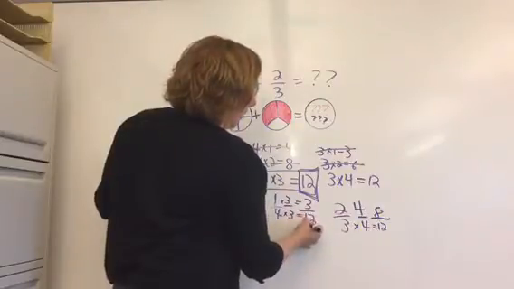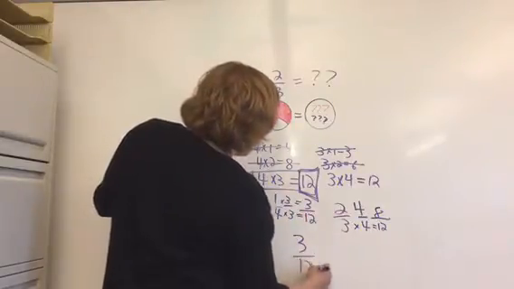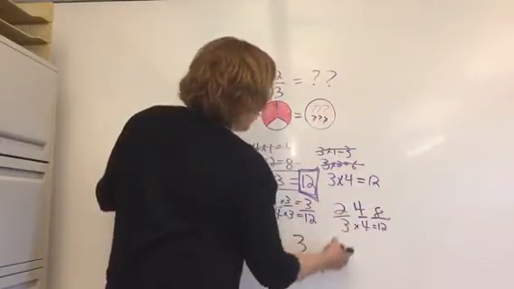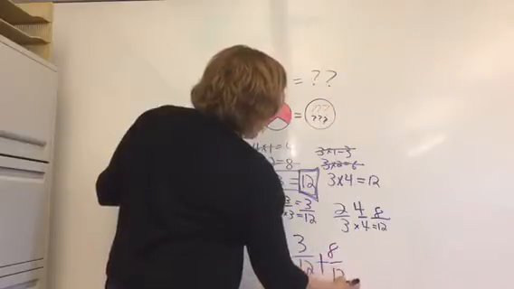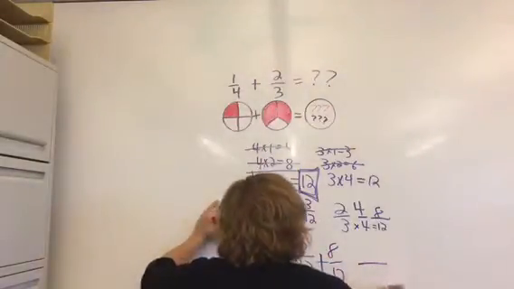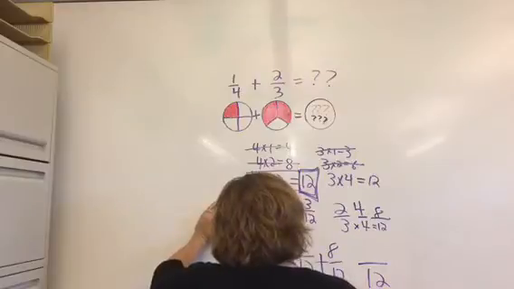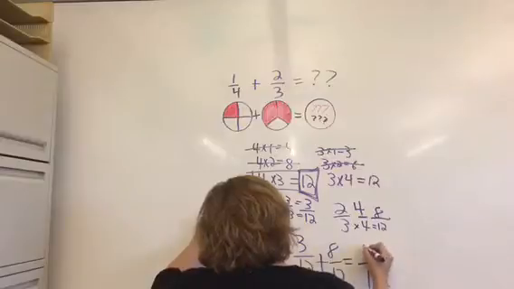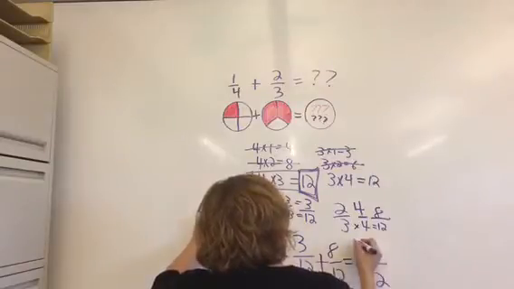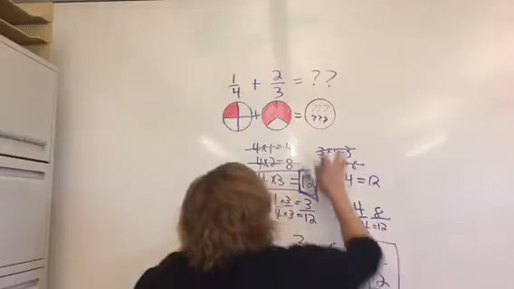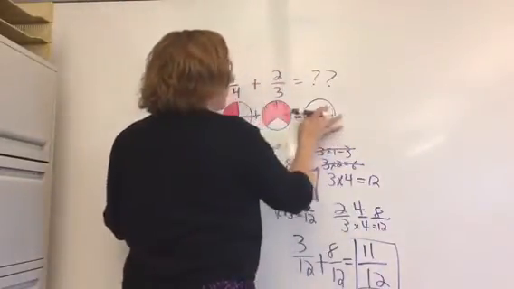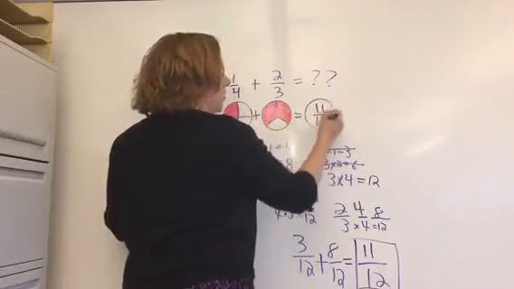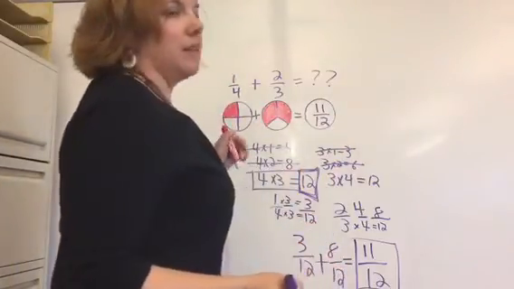If you look, I've got 3/12 plus 8/12, and I can easily go back to what I know. When there's a common denominator, I keep the denominator the same for the answer, and I add the two numerators. 3 plus 8 gives me 11, and my answer is 11/12. So when I come over to this, my answer is 11/12. That would be almost all of that pizza shaded in, almost all of that pie shaded in.